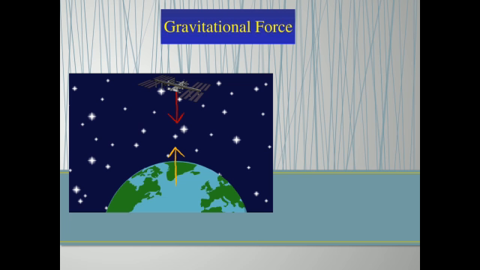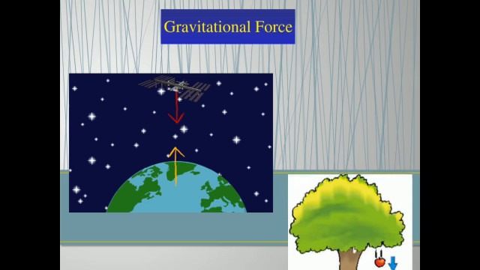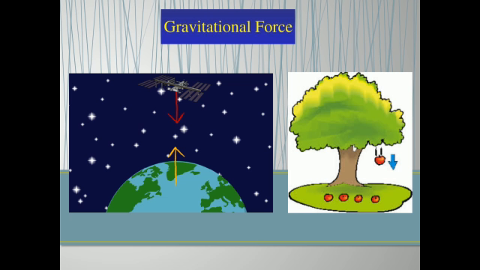So, every object exerts this force on every other object. Right? For example, an apple falling from a tree. This is an example of gravitational force.